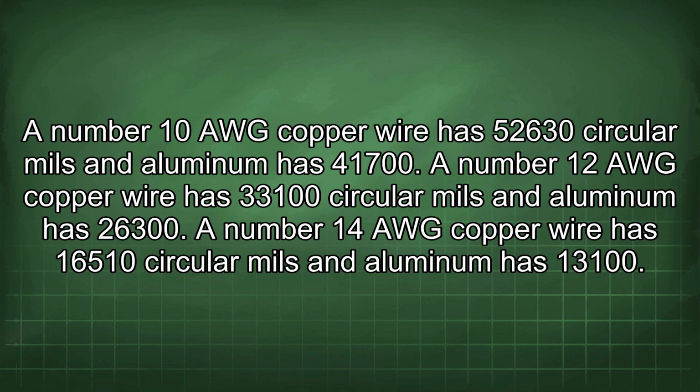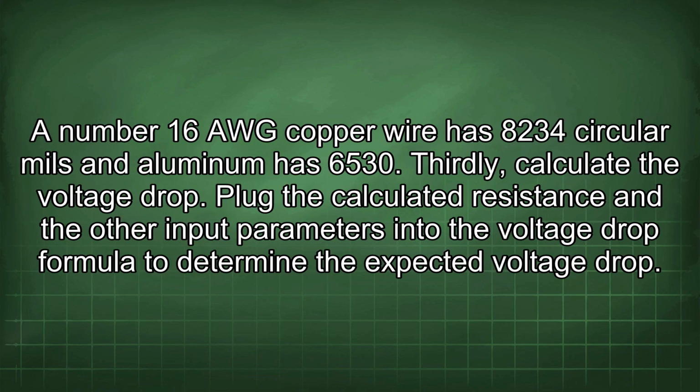26,300. A number 14 AWG copper wire has 16,510 circular mils and aluminum has 13,100. A number 16 AWG copper wire has 8,234 circular mils and aluminum has 6,530. Thirdly, calculate the voltage drop.